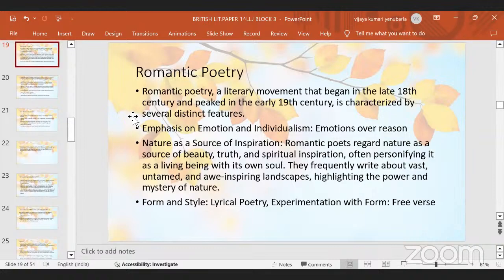Romantic poetry, a literary movement that began in the late 18th century and peaked in the early 19th century, is characterized by several distinct features. Let us observe. Emphasis on emotion and individualism. Emotions over reason. So reason became the bed of inventing science. Now again, humanity turned towards emotions. So first religion and then reason, next science, and after that you have the industrial revolution.